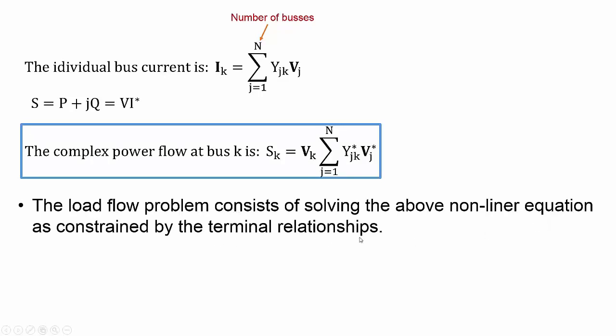Terminal relationship means if the bus has a load and a generator, then the load will be negative power because it's coming out of the bus. The generator will be positive P and positive Q. You add and subtract and you end up with the net power into the bus.